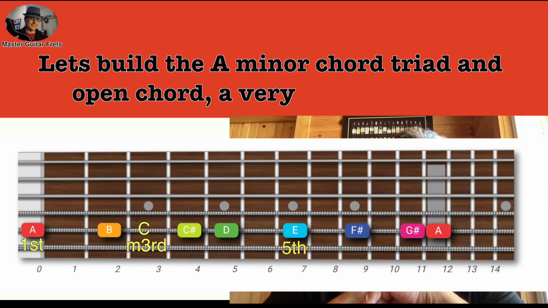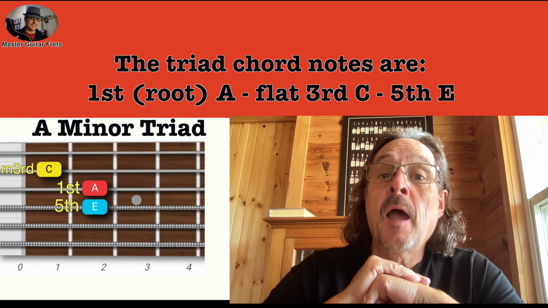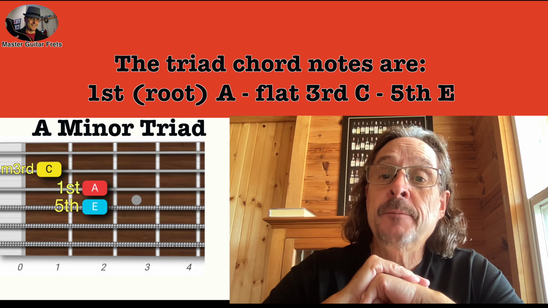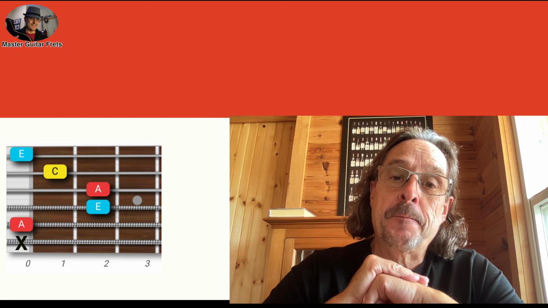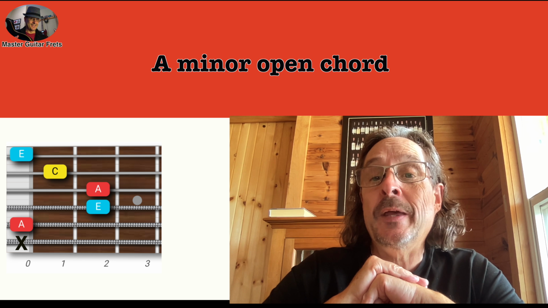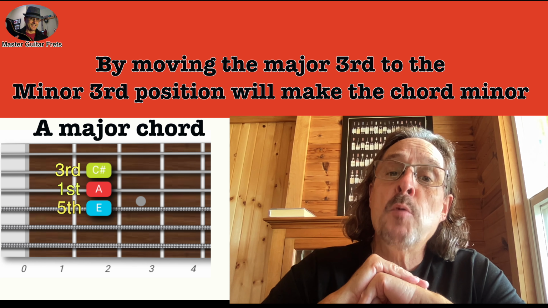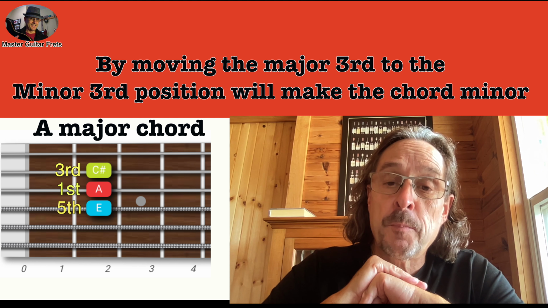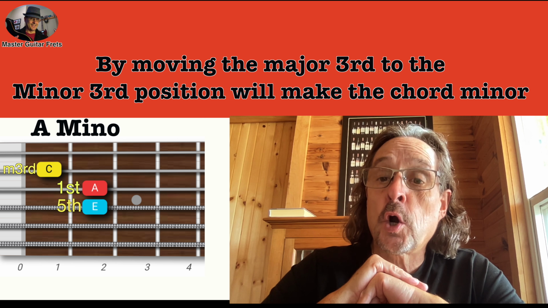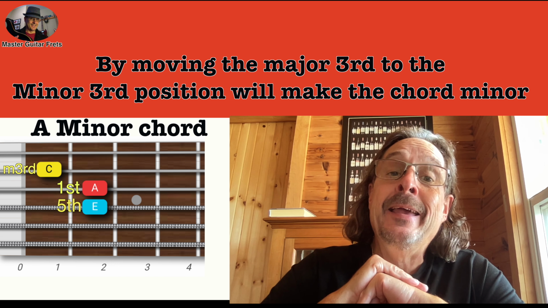Okay, let's build an A minor chord triad, an open chord, a very popular chord shape. The triad chord notes are, first the root is A, a flat third is C, and the fifth is E. The A minor open chord has 2 A's, 2 E's, and 1 C, and we strum 5 strings. By moving the major third to the minor third position, we will make the chord go from A major to A minor. You can really see that well in this chord shape.